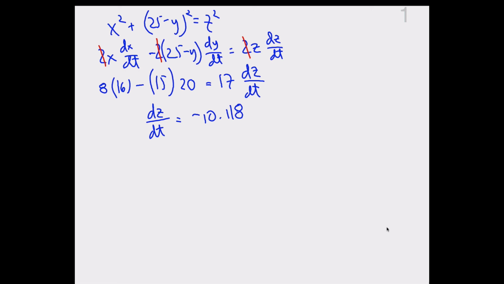Miles per hour. Z is measured in miles. T is measured in hours. mph. We're all done. Surprised they're not using knots. I'm surprised they're not using knots because they are ships, right? Wow. That was nerdalicious. Well done.